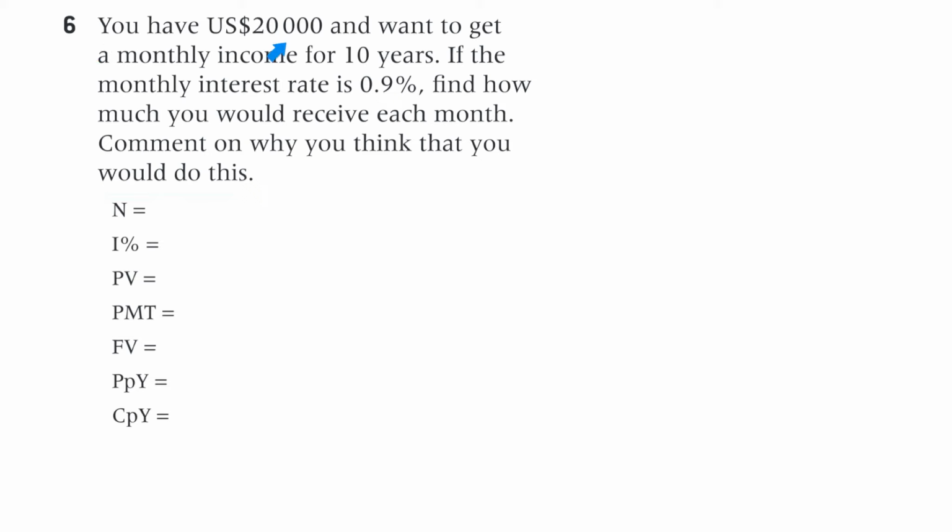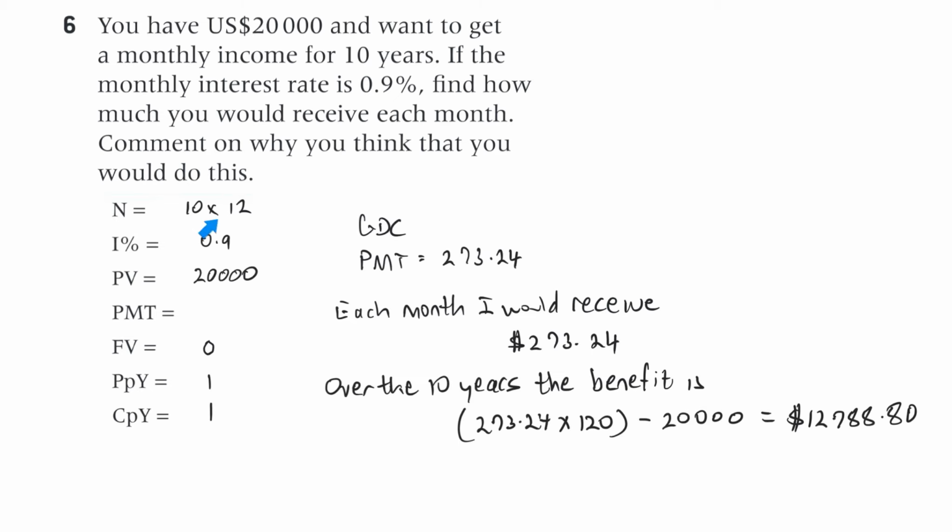Question 6, you have 20,000 US and want to get a monthly income for 10 years. If the monthly interest rate is 0.9%, find how much you would receive each month. Comment on why you think that you would do this. All right, so this is what we know. We want to try to keep these as 1 and 1. So it's a monthly income for 10 years. That's 10 times 12 months. The interest rate's already given as a monthly interest rate, 0.9. The present value is 20,000. We're looking for the payment, how much you receive each month. Future value is 0. And that's what the calculator gives us. And it's positive, so we receive the money, that's 273.24. So each month I would receive $273.24.